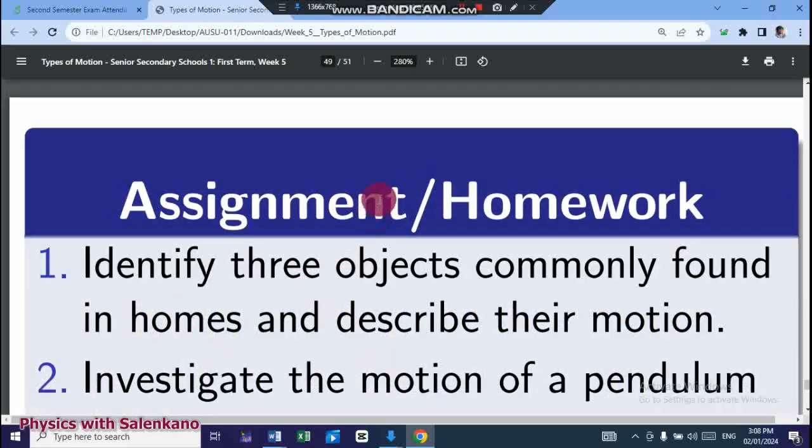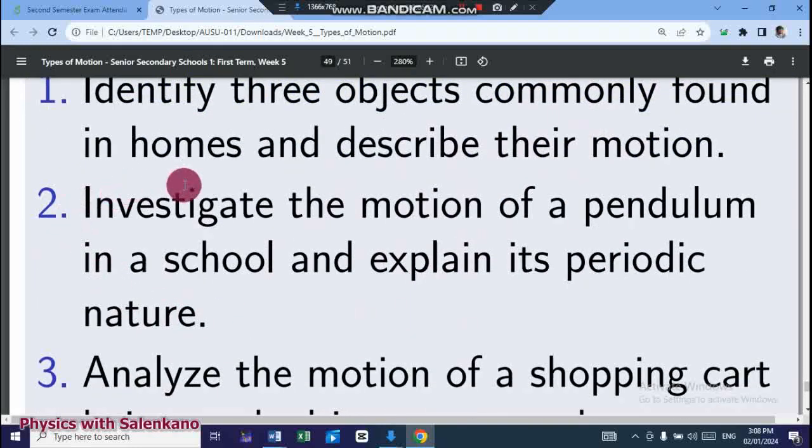Now here is an assignment or homework. If you go home, make sure you are able to do that. Solve these problems at home. Identify 3 objects commonly found in homes and describe their motion. Secondly, investigate the motion of a pendulum in a school and explain its periodic nature.